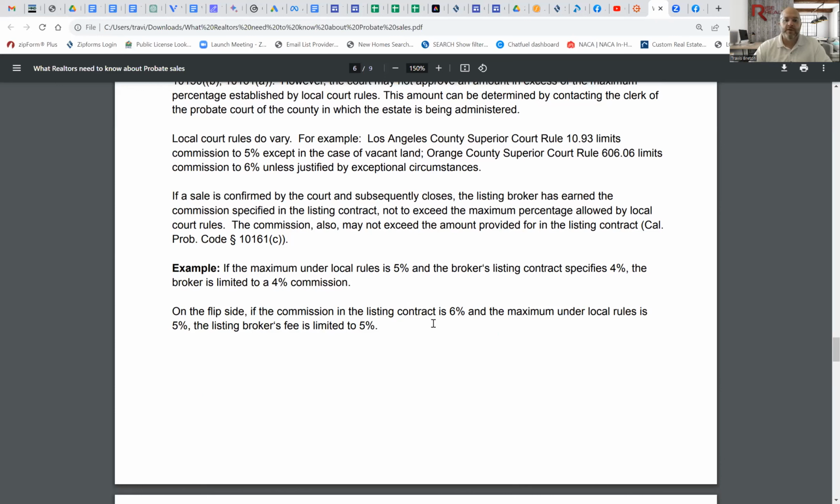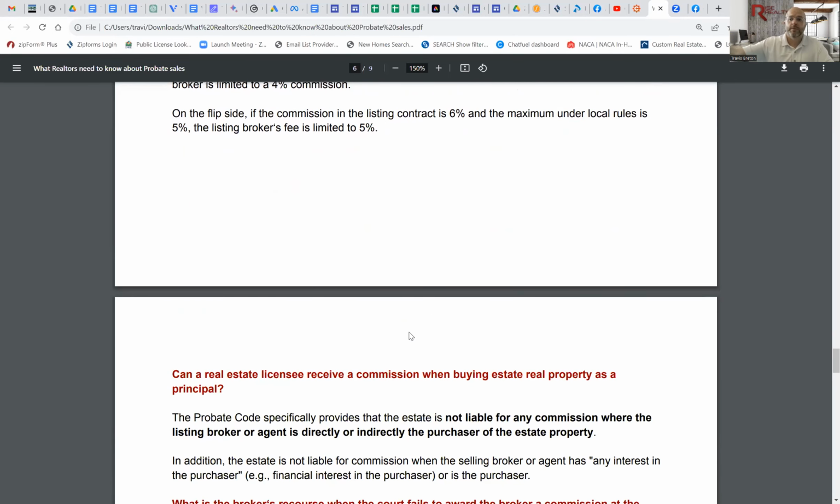On the flip side, if the commission on the listing contract is 6% and the maximum under local rules is 5%, the listing broker's fee is limited to 5%. So ask for more.